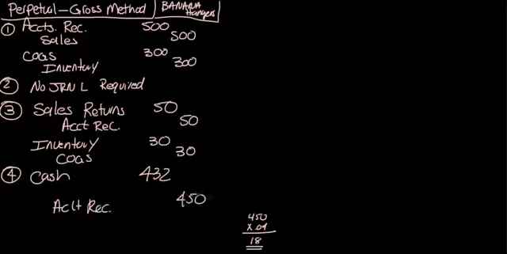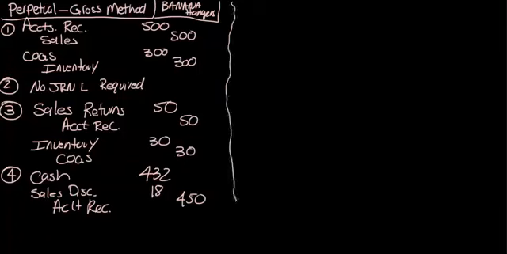So we're going to credit that, and we're going to debit what we're going to call sales discounts. Sales discounts is an income statement account, and it is recorded as a contra account, contra to sales on the income statement. Okay, so those are the journal entries for the perpetual gross method for Banana Hangers. So let's now do the other side of the transaction, and let's parallel this up. And what would Crazy Kitchens' side look like?